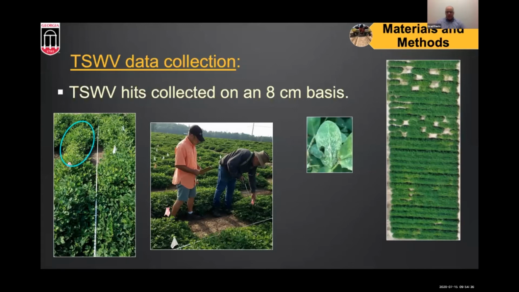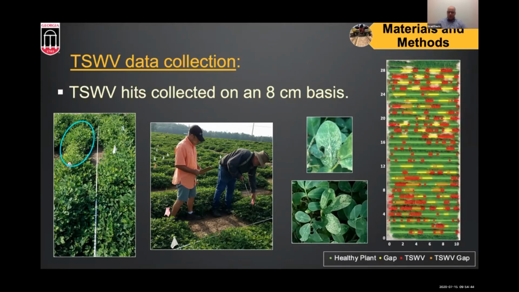The picture at the top is an expression of the virus, the lightning bolt expression. The picture at the bottom is a more traditional expression of the disease. The picture to the right shows what we did once we collected the data. We put it into Excel and assigned a color to the healthy plant, which was green, a color to the gap, which was yellow, a color to the TSWV hits, which was red, and an additional color to TSWV that occurred within the gaps.